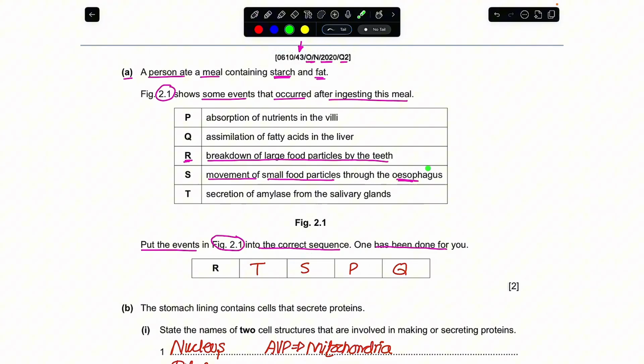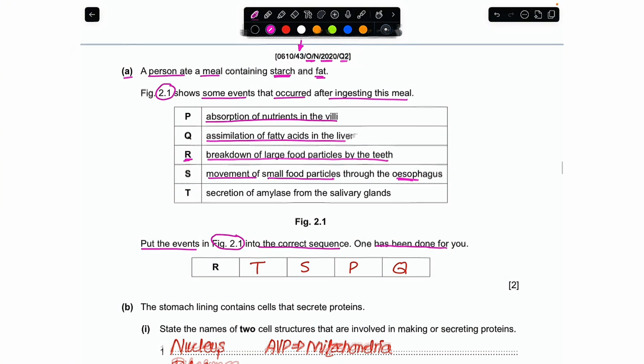Once we have moved the food through the esophagus, there is absorption of the nutrients in the villi. So the P would come, and the last point would be the assimilation of the fatty acids, where they become part of the liver cell. So it would be Q coming at the end.